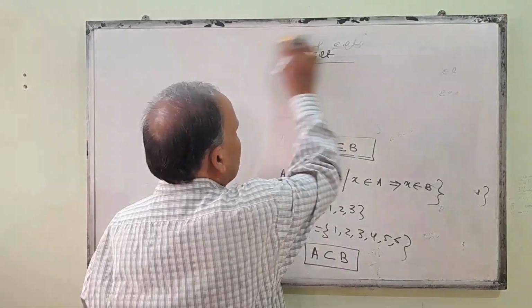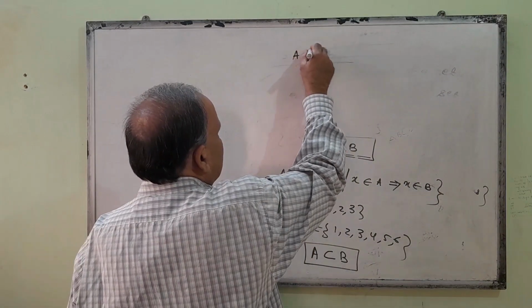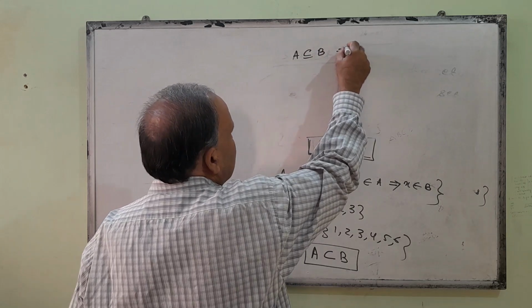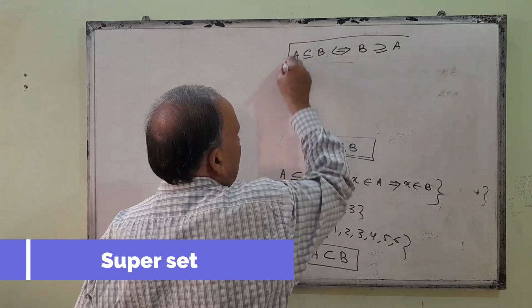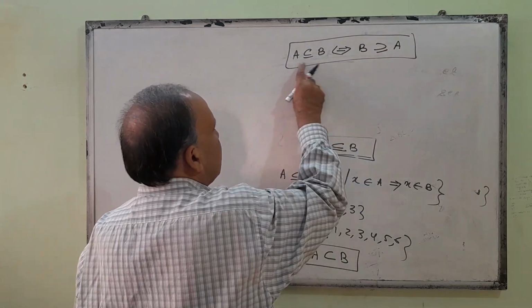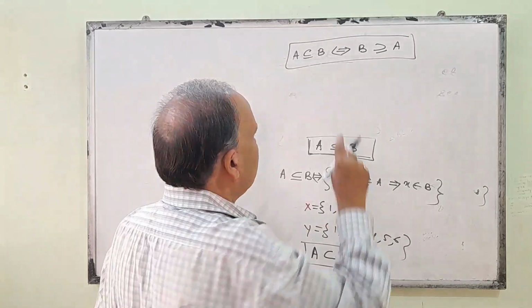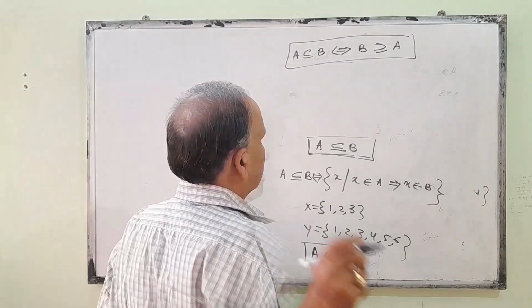Now, if A is a subset of B, then B is a superset of A. You remember this symbol? This is the superset. If A is a subset of B, then B is a superset of A.